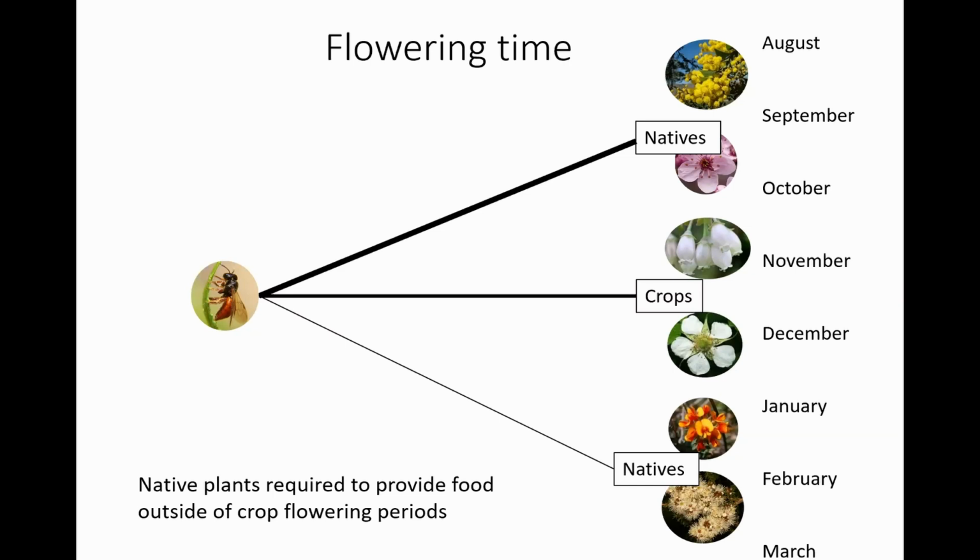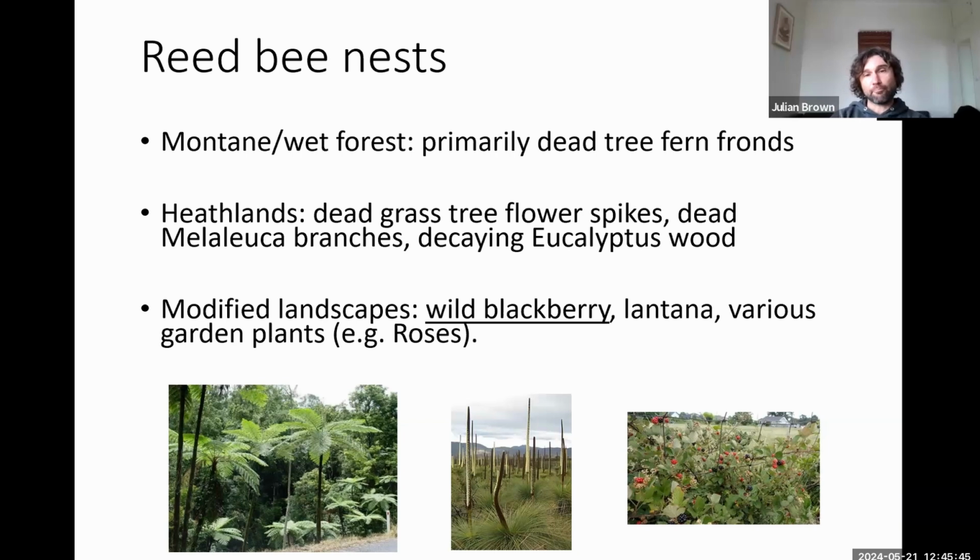throughout their activity period. In terms of their nests, they nest in pithy stems, so stems that have a sort of soft part to them, or old beetle holes. So up in the mountain and the wet forest, they're often nesting in the dead fronds of tree ferns when they fall on the ground. In the heathlands, they nest mostly in the flower spikes of old grass trees, or in beetle holes in eucalyptus and melaleuca and other things.